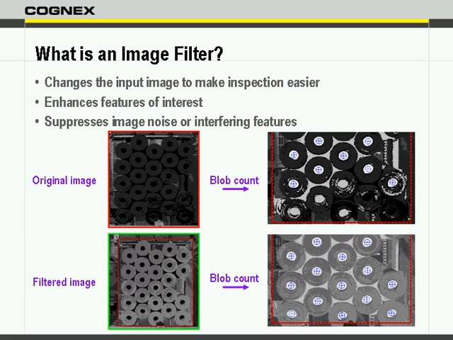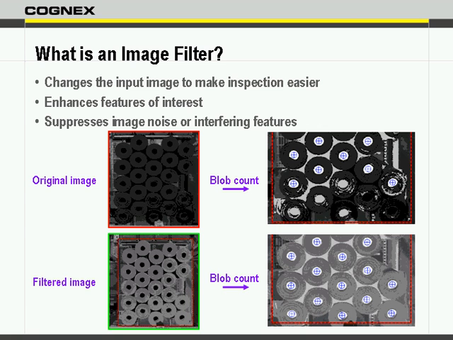You take an input image, which is your original image, and you output something different. The goal being to enhance the feature of interest so that it's easier to inspect. This can include actually enhancing that specific feature or suppressing noise around that feature. Both have the same effect, hopefully, of making the image easier to inspect.